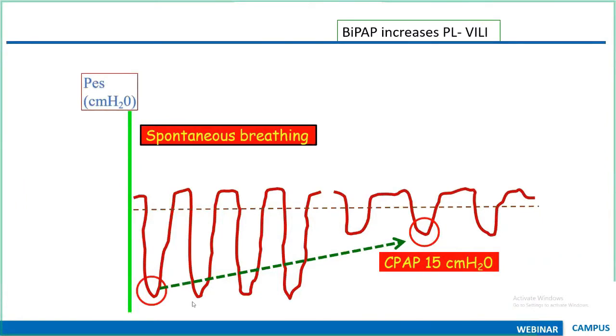What we can do is increase the EPAP. Once you increase the EPAP, your tidal volume will reduce, and the IPAP you have to keep at the minimum level. You don't have to give more IPAP when the patient is having a significant respiratory drive. This is how you start the patient on NIV.